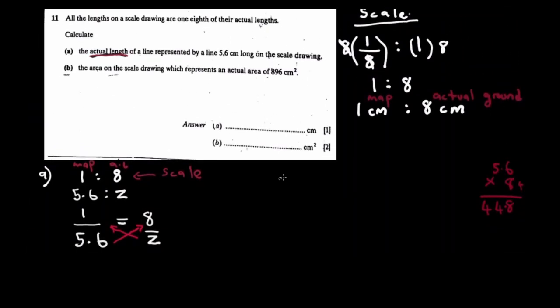What is the second part? B. The area on the scale drawing, which represents an actual area of 896 square centimeters. So here I'm going to employ two methods. The first method, then the second method.